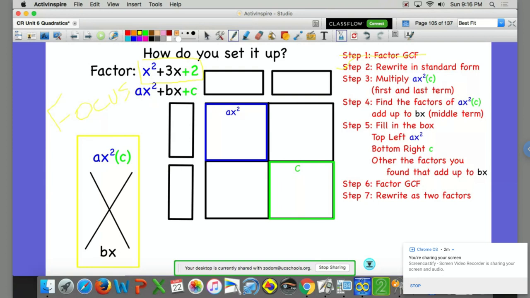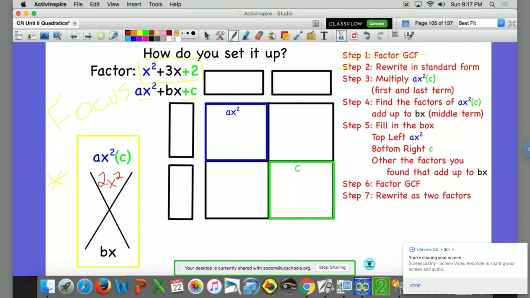Now, we have it right here. We have ax squared is your first term, and c is your last term. Now, that is what we're going to do to get the top of our x, which is right down here, the top of our x every single time. So you're going to take your first term, which is x squared, and multiply it by c, which is your last term, which is 2. So we have x squared times 2, which is going to give us 2x squared.